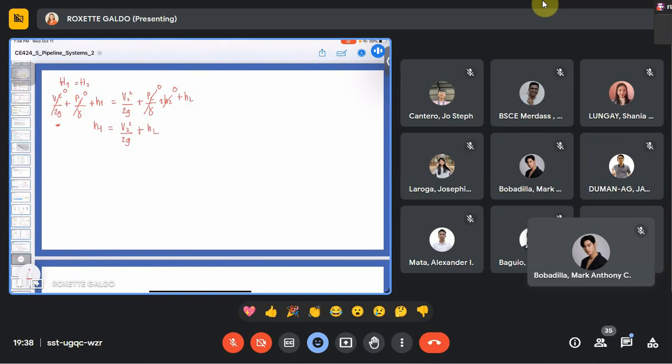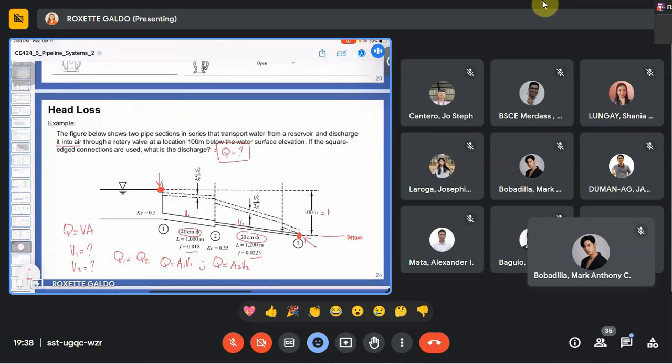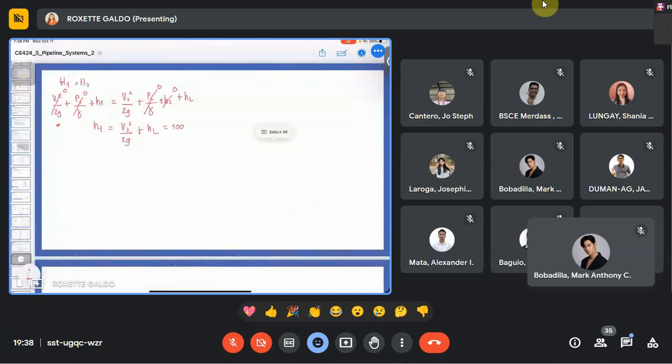Also in the problem, H1 is equal to 100 meters. So we can equate H1 equal to 100. H1 is known, which is equal to 100. V2 squared is unknown. HL is unknown. So let us call this equation 1. We need another equation, because based on this equation we cannot solve for the velocity yet. Let us try to solve for the HL.